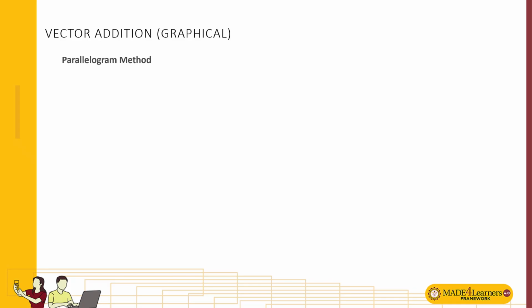So the first method for graphical is the parallelogram method. So we first draw the first vector.